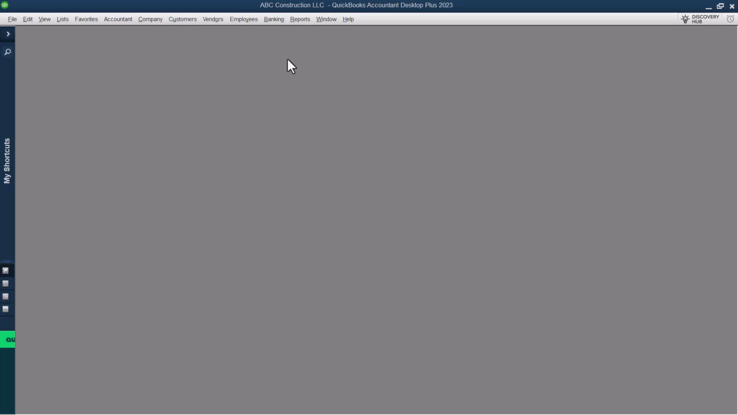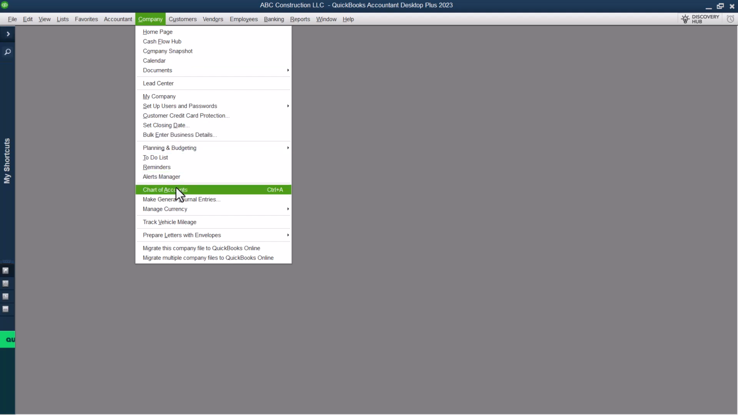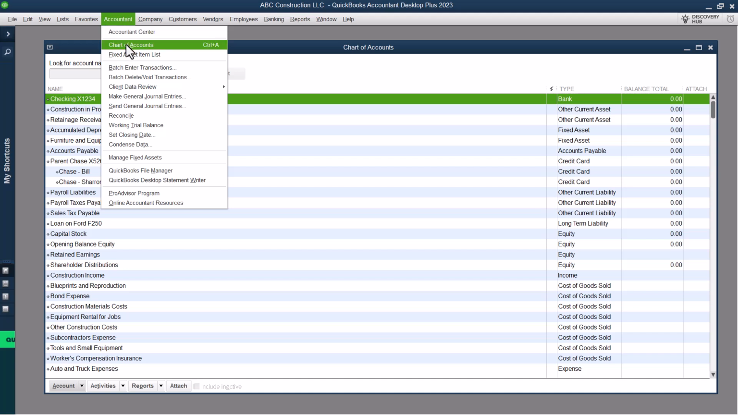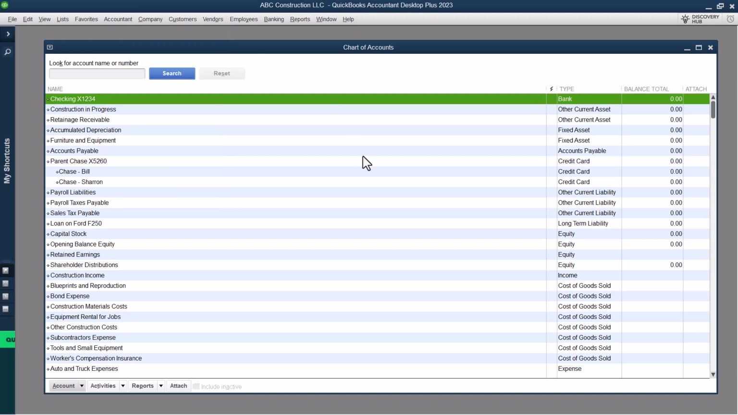This is QuickBooks Desktop. In order to navigate to the chart of accounts, you're going to come up here to Company, go all the way down to Chart of Accounts. You click on this, your chart of accounts will pop up. If you are running the accountant version, you can also go to the accountant menu and click chart of accounts.